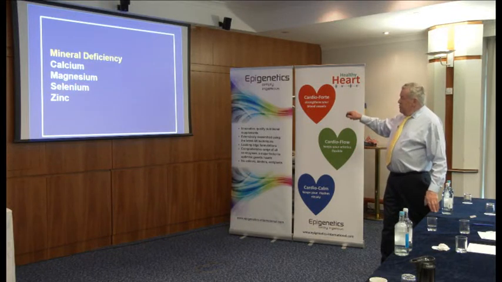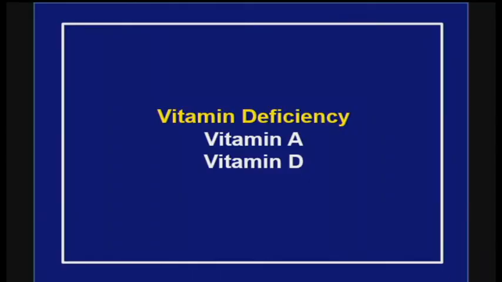So autoimmune problems could show mineral deficiencies, and if they did, it would probably be those. But the big ones, of course, seems to be this regulation between A and D, because both of these are working on the immune system.